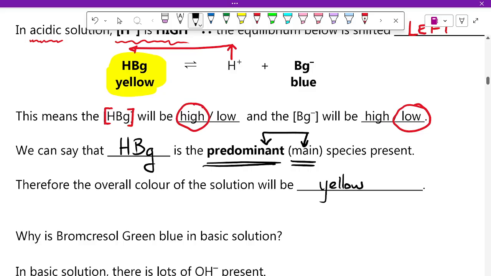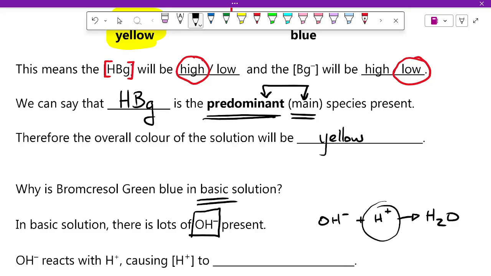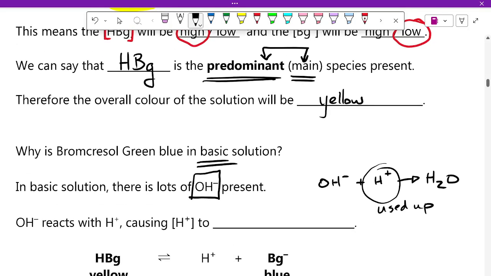Why will bromcresol green be blue in basic solution? In basic solution, we have lots of OH minus. What does OH do with H? They react. We get OH minus plus H plus, and those react to form H2O. What does that do to the concentration of hydrogen? This gets used up. Therefore, the concentration of hydrogen decreases.